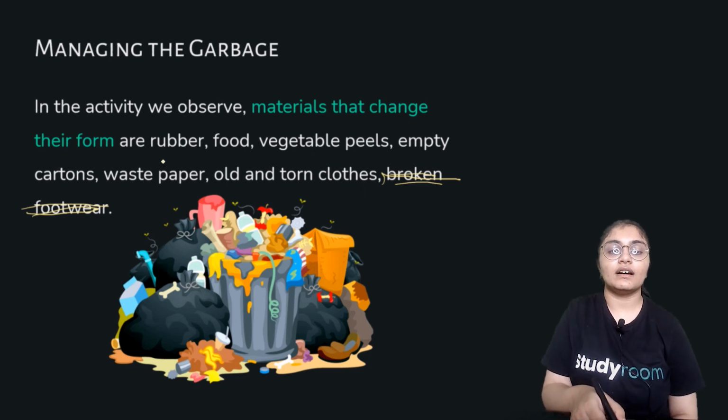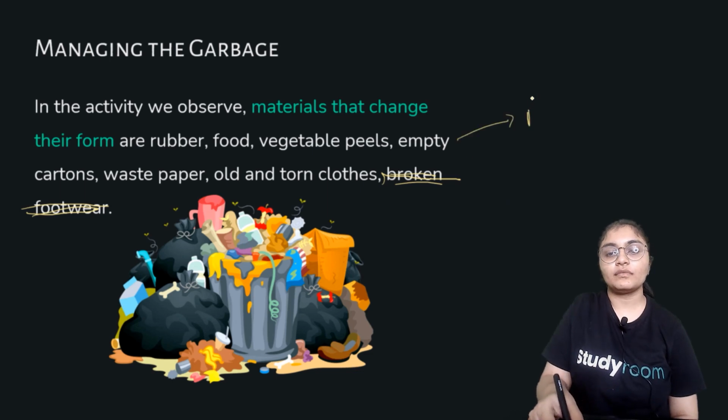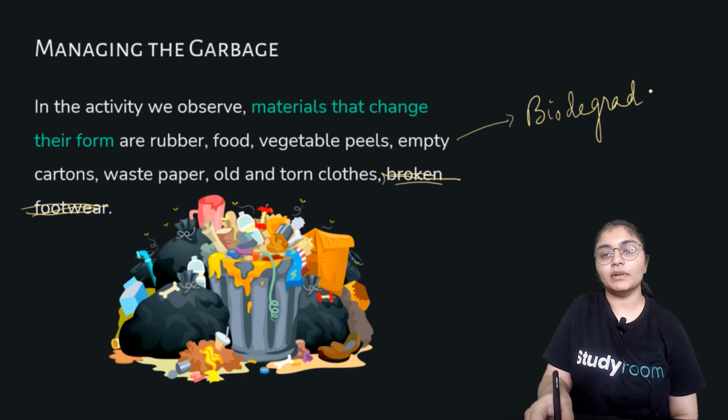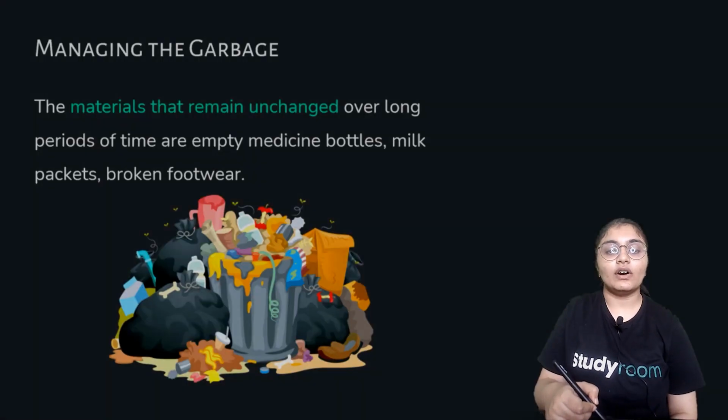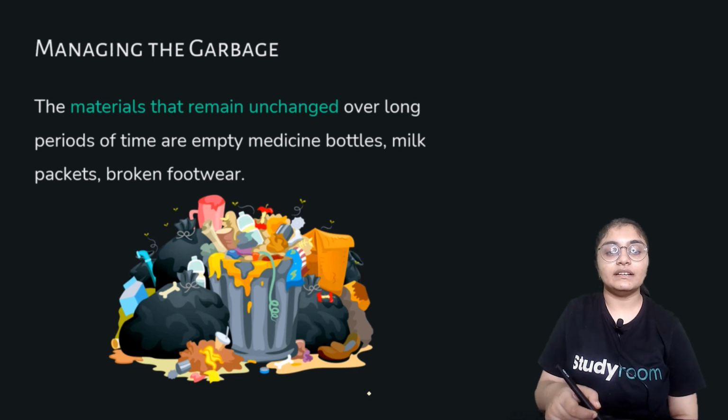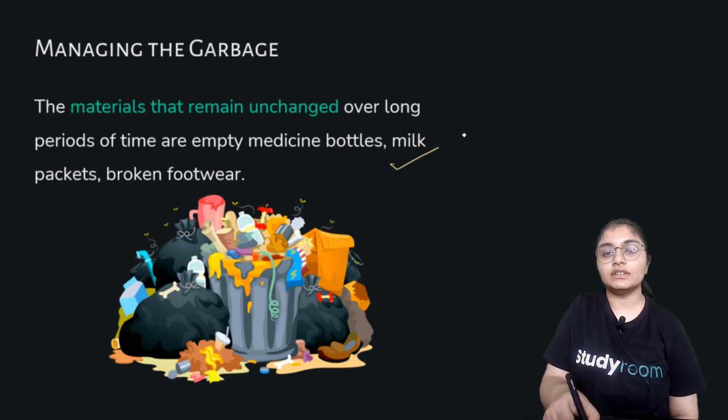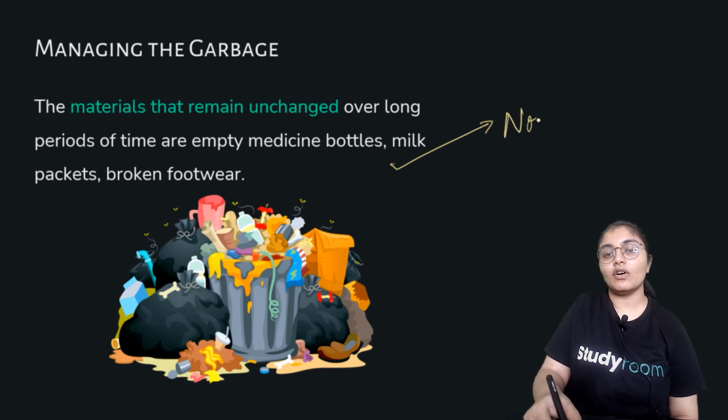Why do these materials change their form? Because they are biodegradable. Okay, so that is why they change their form. On the contrary, we see that the materials that remain unchanged over long periods of time are empty medicine bottles, milk packets, or broken footwear. So these materials, on the other hand, are non-biodegradable.